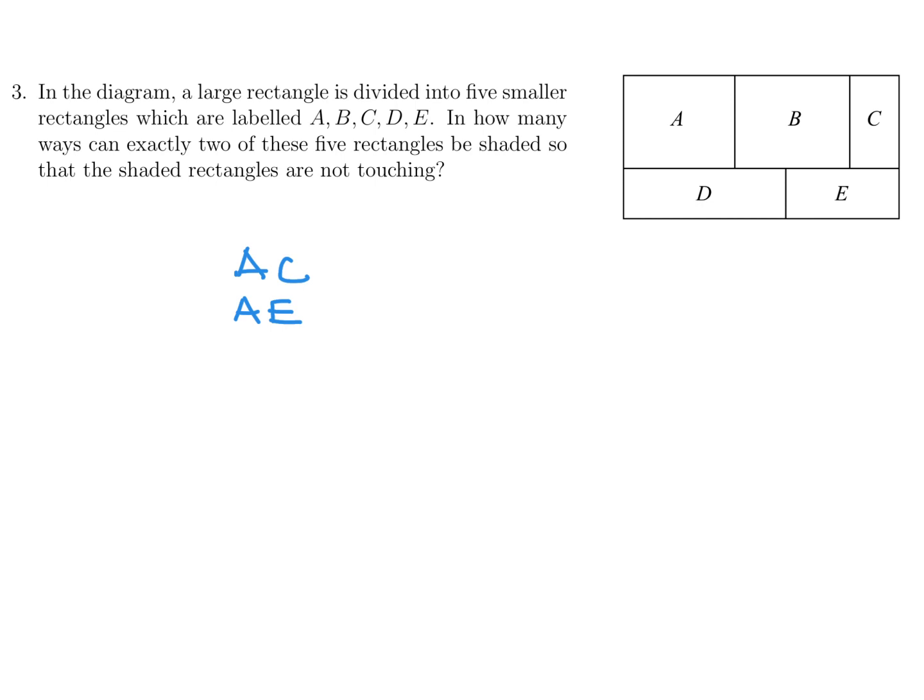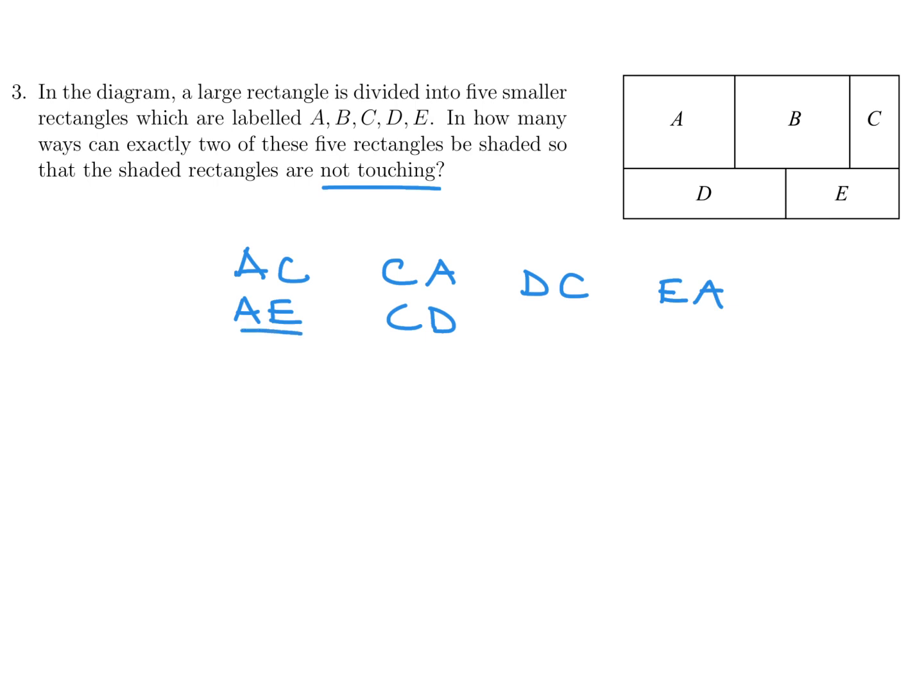B, let's see here. Well, B can't be paired with anything, because everything it's touching, and we want not touching. C can be paired with A, C can be paired with D. D can be paired only with C, and E can be paired only with A. But think about it. Even though we have listed all of these, some of these are the same.